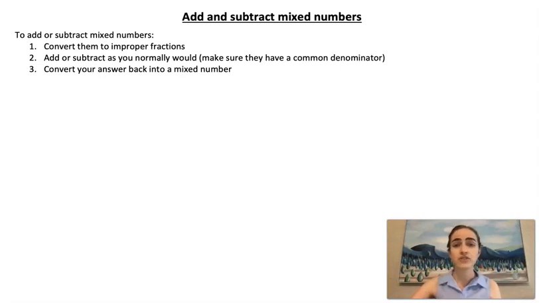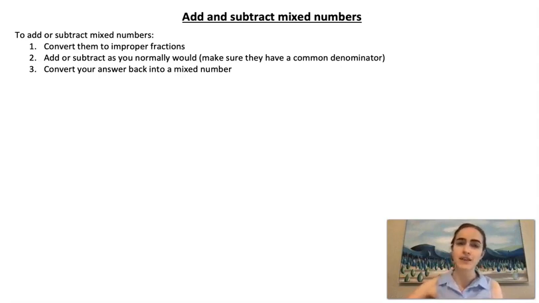In this video, I want to have a look at adding or subtracting mixed numbers. So if we're given two mixed numbers and we're asked to either add or subtract them, there's three steps we're going to follow. The first one is that we're going to convert them to improper fractions. The second step is that we're going to check whether or not they have a common denominator. If they do, that's fine, but if they don't, we're going to have to convert them so that they do.